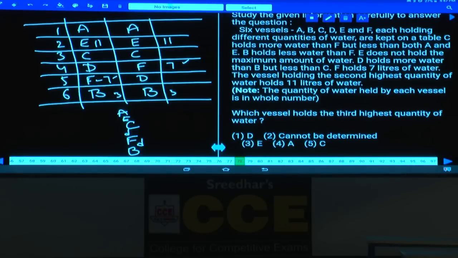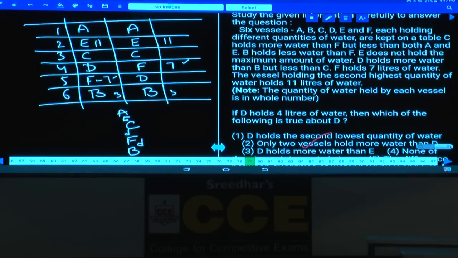Then coming to 78, which vessel holds the third highest quantity of water? In both the cases, third highest quantity of water is held by C, that is choice 5.